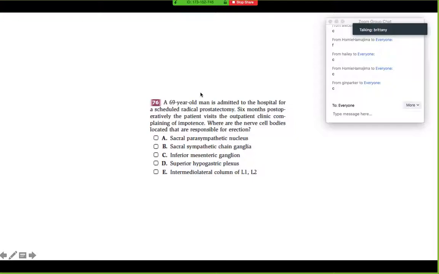All right, I think this is the last one. A 79-year-old man is admitted to the hospital for a scheduled radical prostatectomy. Six months post-operatively, the patient visits the outpatient clinic complaining of impotence. Where are the nerve cell bodies located responsible for erection? So first of all, think about point and shoot. And then think about what point means.